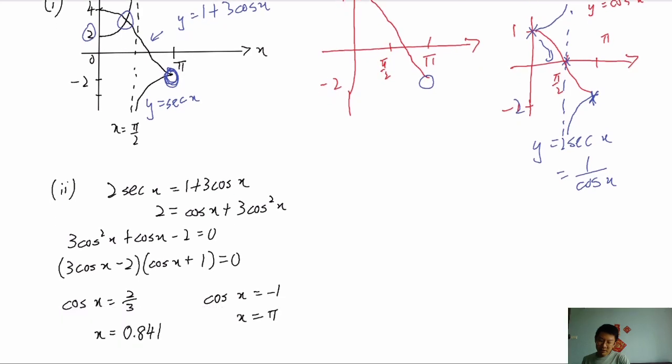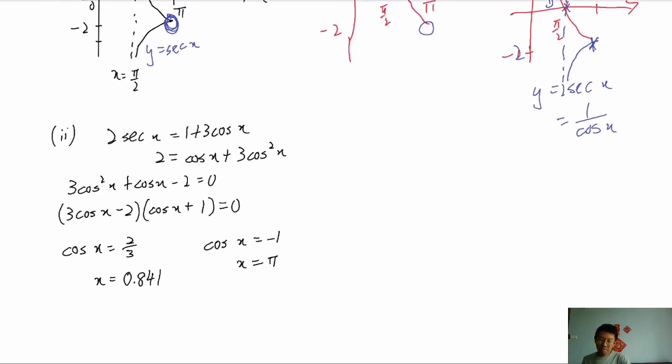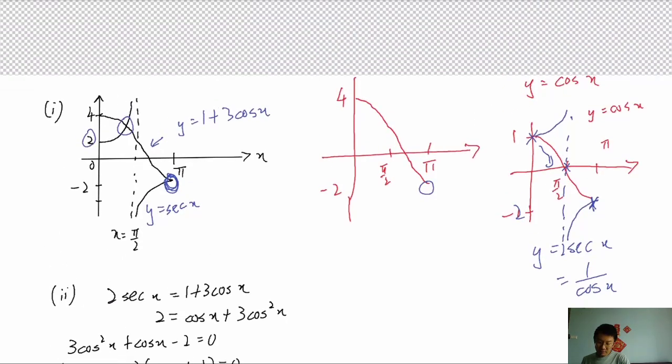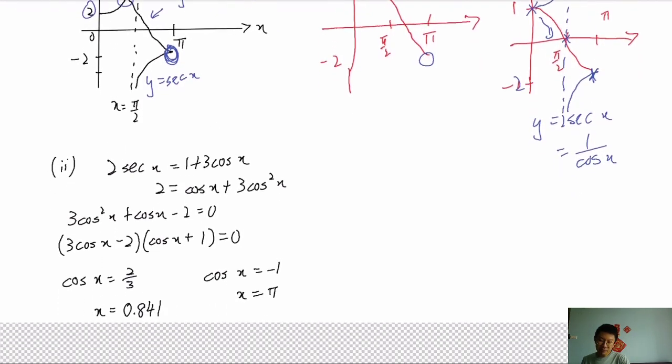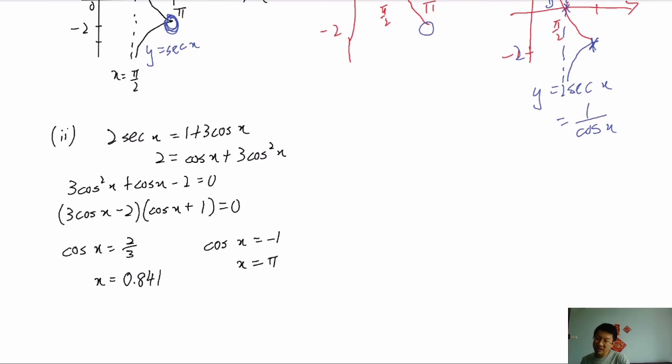So next one, what happened for the next one is that we have got to solve this equation. When we have this equation, it means we are looking at the intersection points of both curves. What we do is just move the secant to the right hand side. So we have a cos x plus 3 cos square x on our right hand side, and this is nothing but a quadratic equation. So basically from there we just have to solve this quadratic equation. Solving the quadratic equation is not difficult. In fact, we have got 2 intersection points.